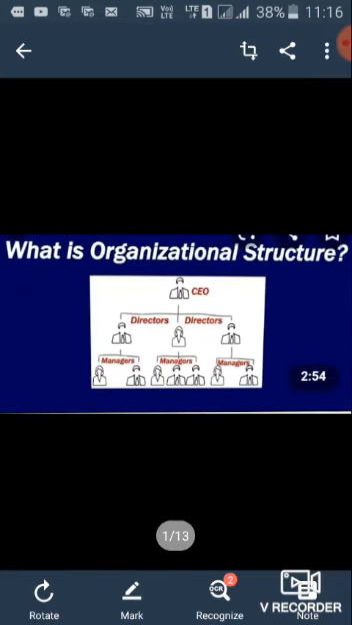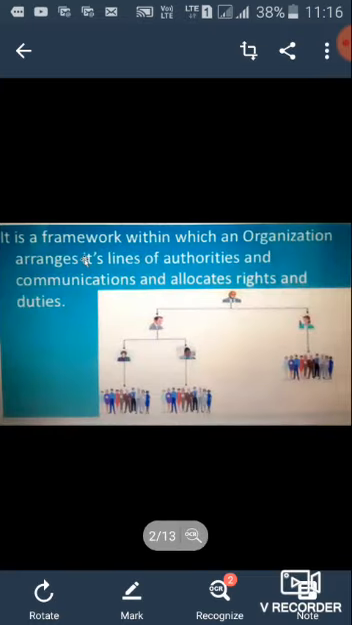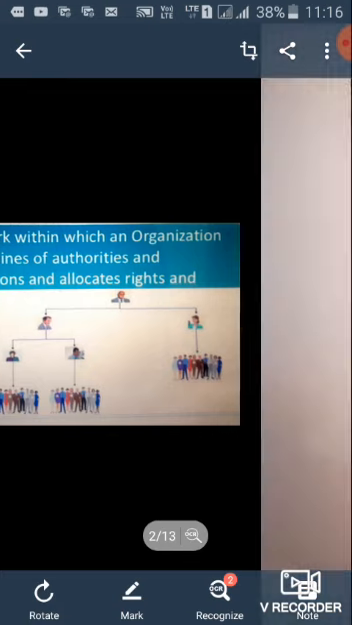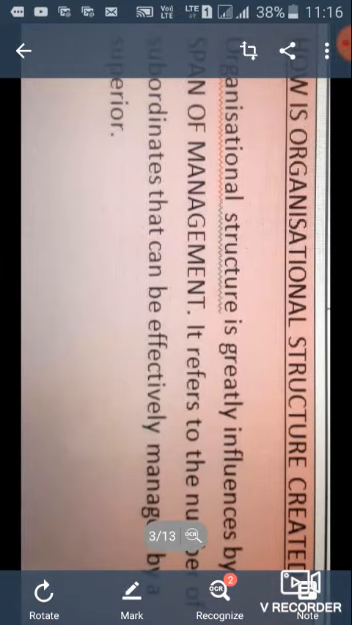Okay. So just let us define it now. It is a framework within which an organization arranges its line of authority and communication and allocates rights and duties. So what rights to be given to which manager, what duties to be given to which employee is being decided under this framework only. So let us move ahead. Authority, etc. is decided.